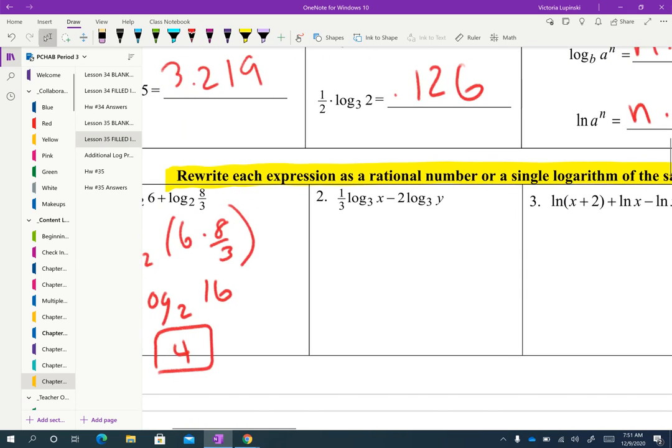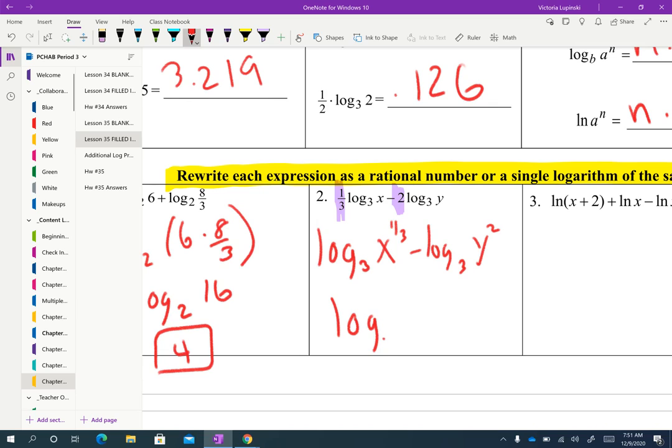So for number 2, we actually have 2 properties that we have to use here. The first of which, we're going to take any of the exponents that are out front, and we're going to go ahead and move them up using the power property. So this becomes log base 3 of x to the 1/3 minus log base 3 of y squared. Then from here, because of the fact that it's subtraction, I'm going to go ahead and write this as a division. So this becomes log base 3.